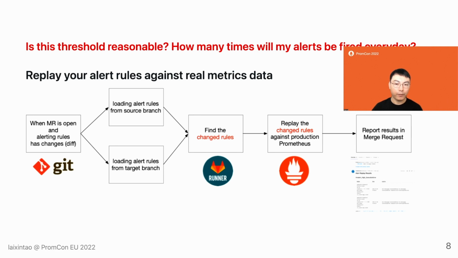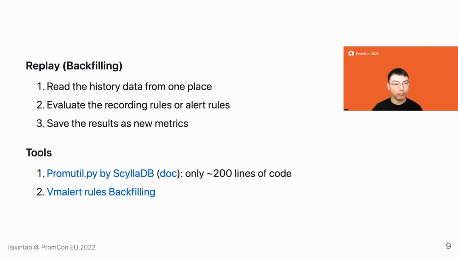For the replay, it works like this. It has 3 steps. The first step, read the history data from production Prometheus, and then evaluate the recording rules or alert rules against the real data, and then save the results as new metrics. This feature is sometimes called rules backfilling.